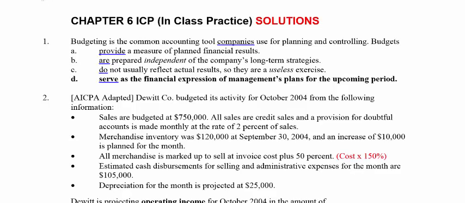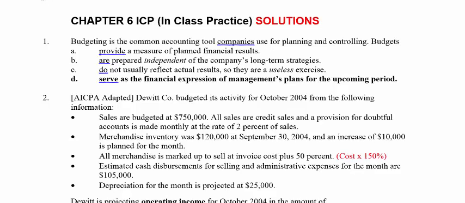Alright, let's start out here with Chapter 6, where we introduce our budgeting concepts prior to diving into the future chapters, where we will focus on some variance analysis techniques. Number 1 says budgeting is the common accounting tool companies use for planning and controlling. We left out a word in this top part. What is management's responsibility? They are to plan, direct, and control.